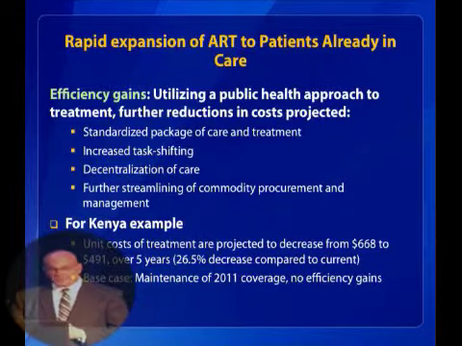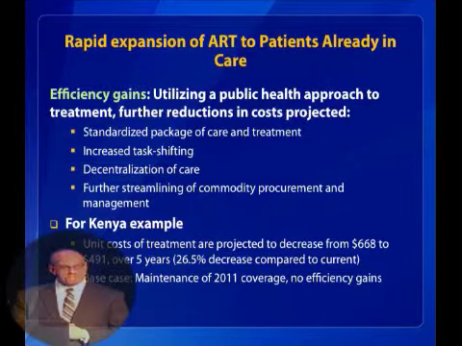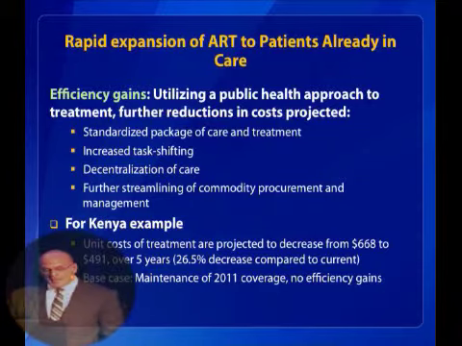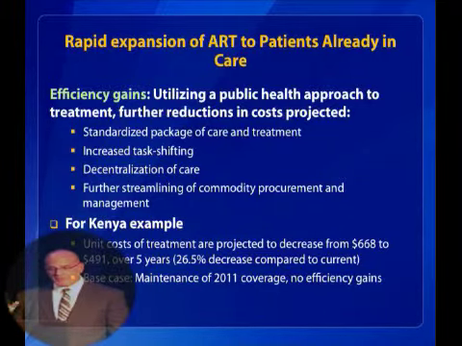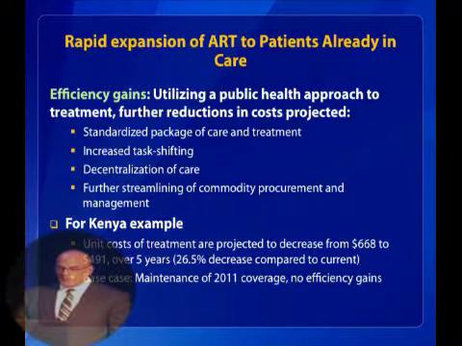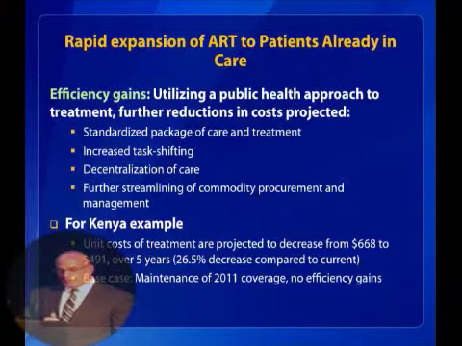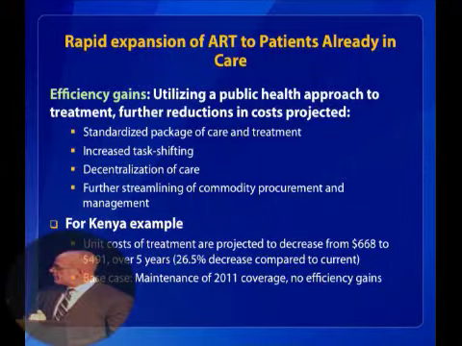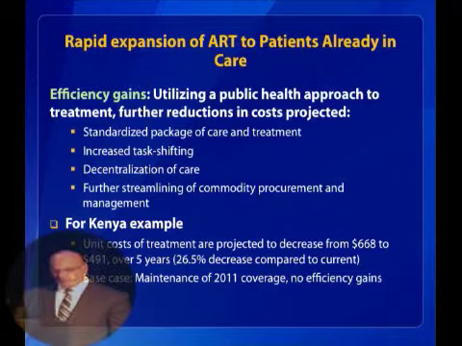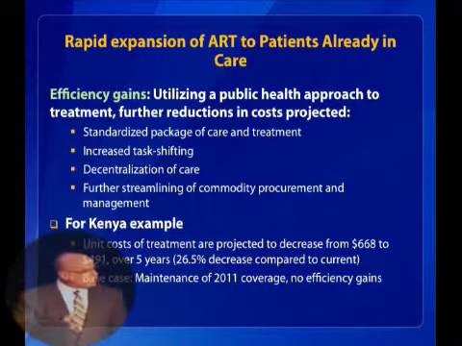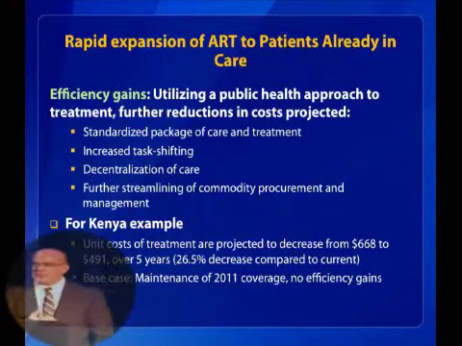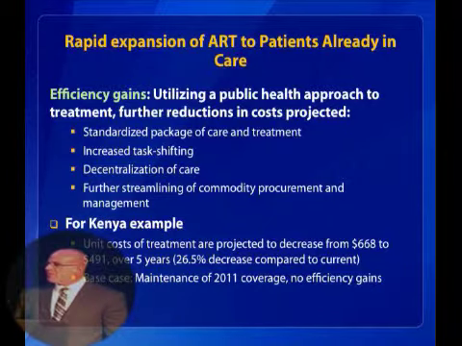In this case, it was prior to specific recommendations, but looking at who are those patients most easily accessed and where. And in terms of bringing down the cost of treatment, looking towards a standardized package of care and treatment, increased task shifting, decentralization, community models, and further streamlining of commodity procurement and management. So for the Kenya example, in working with our Kenya colleagues, we looked to see what could be realistically expected over 5 years' time in terms of treatment cost. And it was thought approximately a 25% decrease compared to current would be possible, compared to a base case of maintaining the 2011 coverage with no efficiency gains. So this is a what-if scenario: if you're able to buy more efficiency, what can you buy with it?